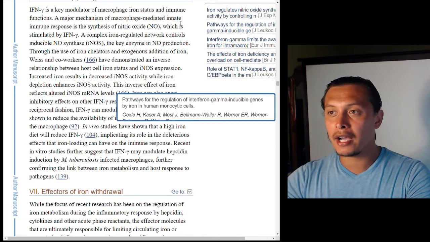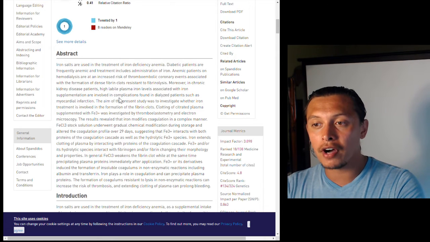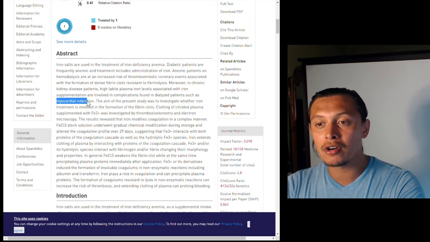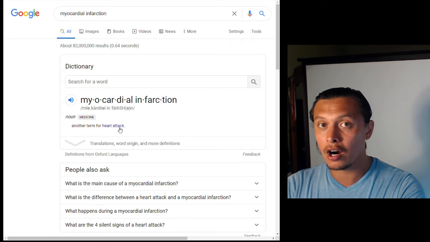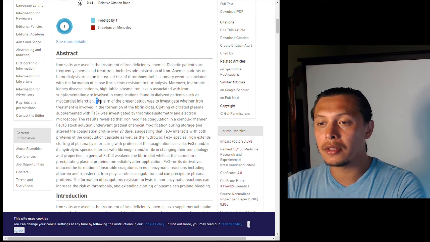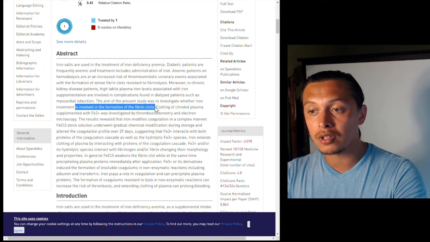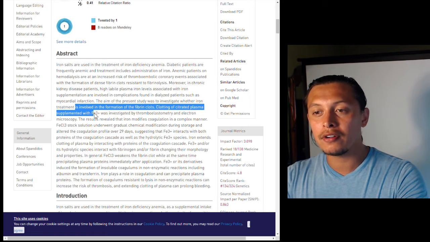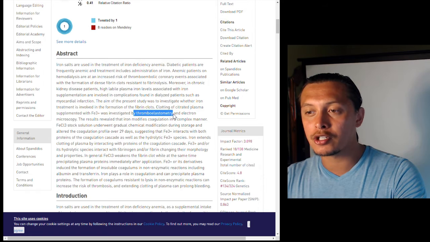So these labile plasma iron levels associated with iron supplementation are involved in complications found in dialyzed patients, such as myocardial infarction. So what is that? This would be a heart attack. So the aim of the present study was to investigate whether iron treatment is involved with the formation of fibrin clots, and clotting of citrated plasma supplemented with iron 3 positive was investigated in thromboelastometry and electron microscopy. So don't worry too much about that.